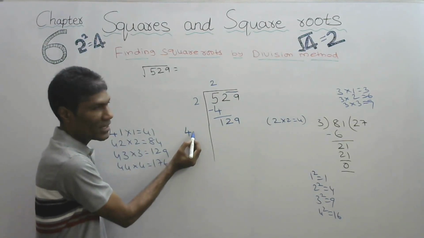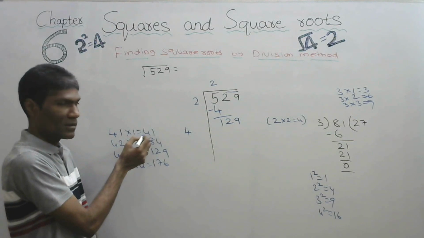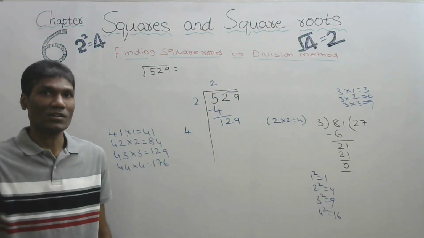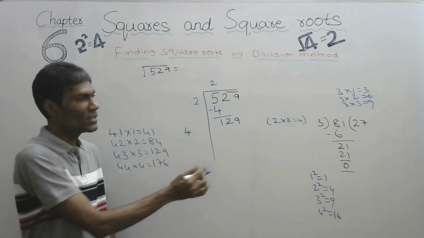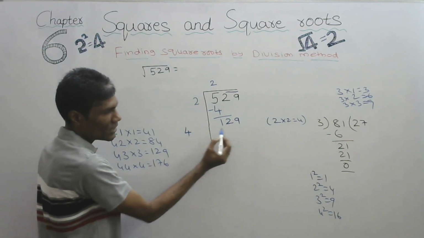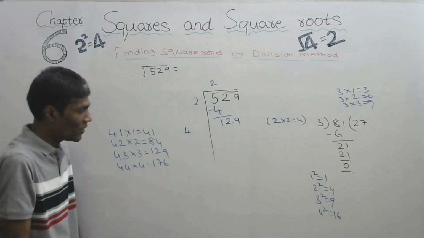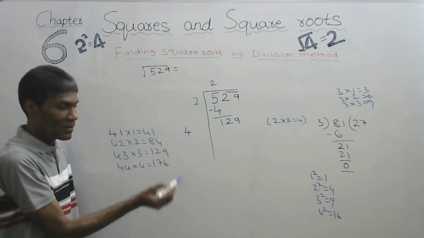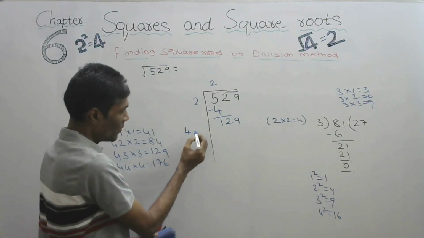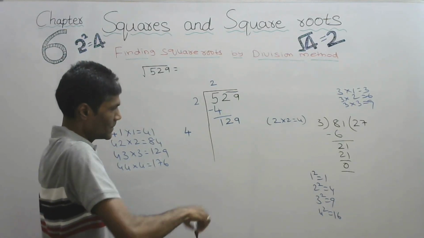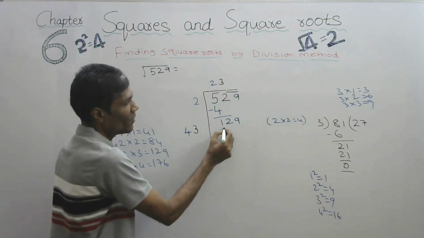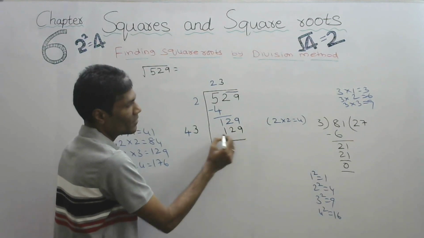So if I take 1 here, this will become 41 into 1. 2 here, 42 twos are, 43 threes are, like that it goes on. A little bit different process, but the concept is the same. Now, here I have to search for 129. Where is this 129? Here. 43 threes are 129. So I should keep 3. Subtraction.